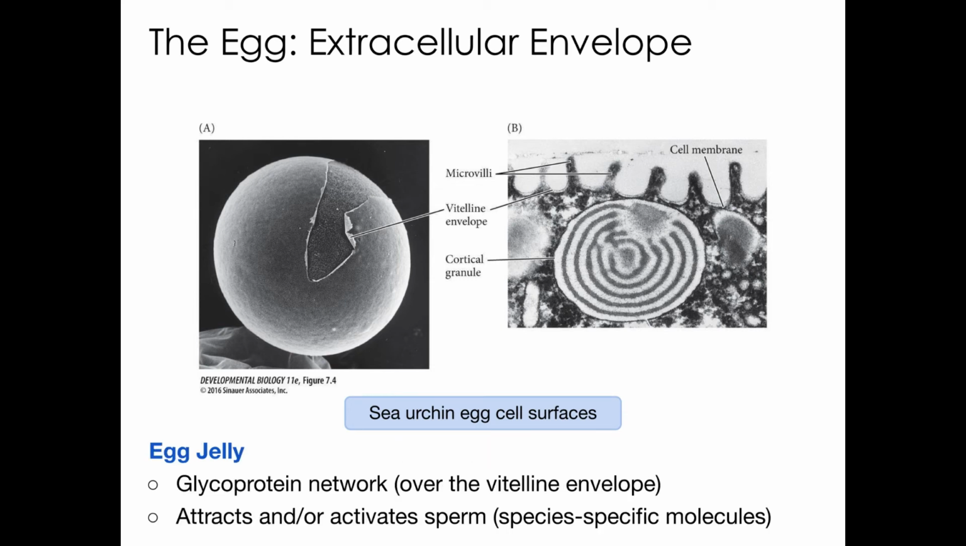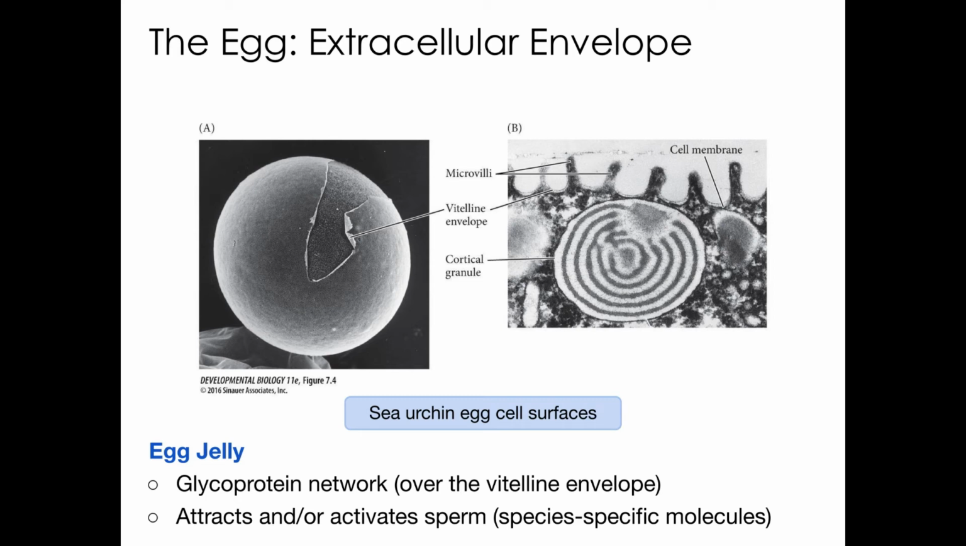Surrounding the vitelline envelope, there's another coat of glycoproteins that's known as the egg jelly. And this is present in the eggs of many species, but it's not present in mammalian eggs. The egg jelly, which is not shown in this figure by the way, has peptides that diffuse away from it and attract sperm and activate it.